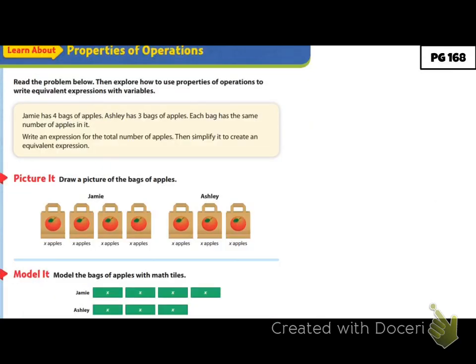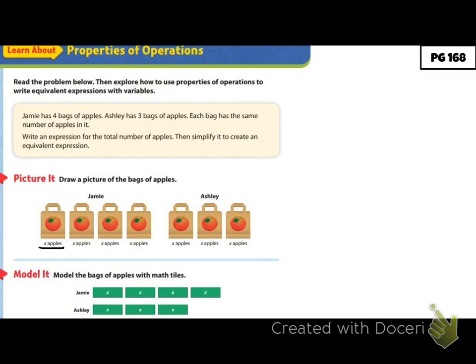All right, so let's talk about properties of operations a little bit more. The problem says Jamie has 4 bags of apples. Ashley has 3 bags of apples. Each bag has the same number of apples in it. Write an expression for the total number of apples, then simplify it to create an equivalent expression. So, in the first example, the picture, it says draw a picture of the bag of apples. So, we don't know how many apples there are. So, if you look here, it shows that there's X number of apples in each bag. So, you can see Jamie has 4 bags and Ashley has 3 bags.